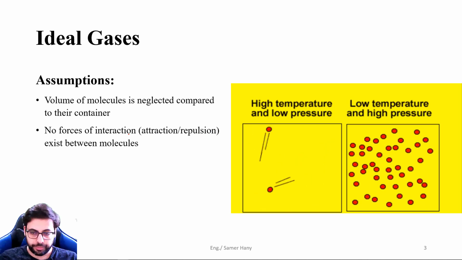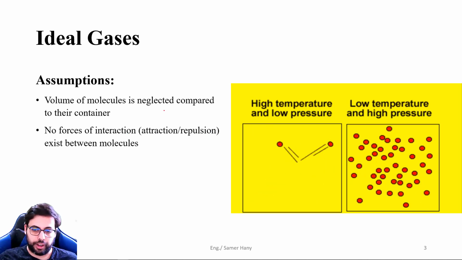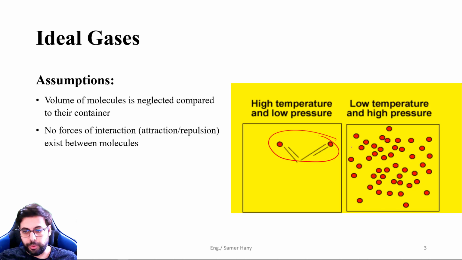So this is an example of how they would move inside the container. As we can see, these two molecules have very minimum chance of seeing or interacting with each other or colliding with each other. But in this container, the container is too condensed with the molecules in it, so they will interact and they will collide often with each other.